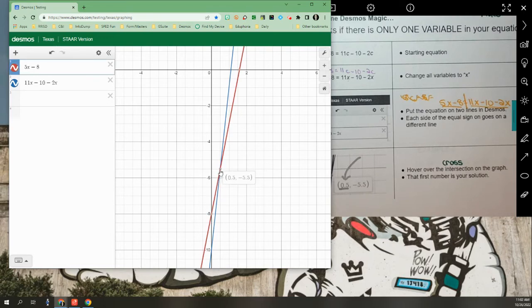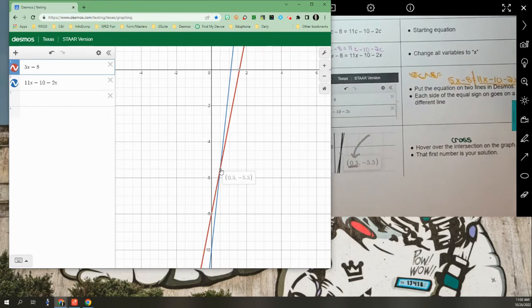It'll pop up this gray dot. Now, we've got a gray dot over here. Don't be confused because that's not where the blue and the red are crossing. We've got a gray dot up here. Again, don't be confused. That's not where the blue and the red are crossing. We're looking for where the blue and the red cross. We're looking for this one. This first number is your solution. It's what x equals.